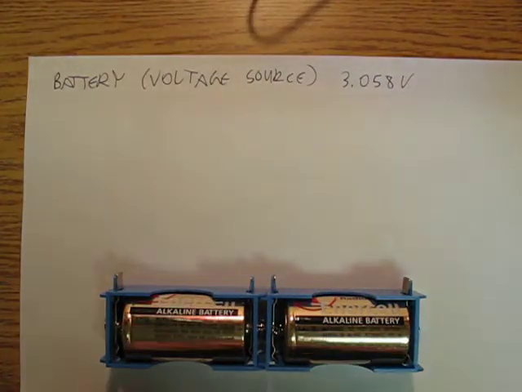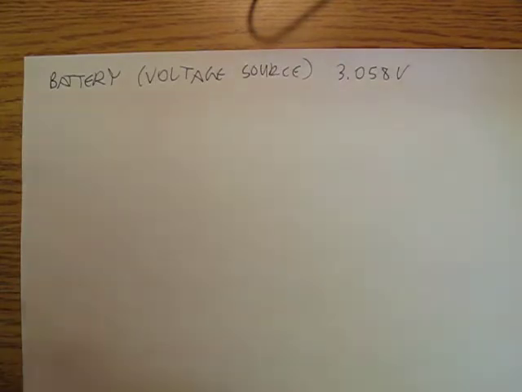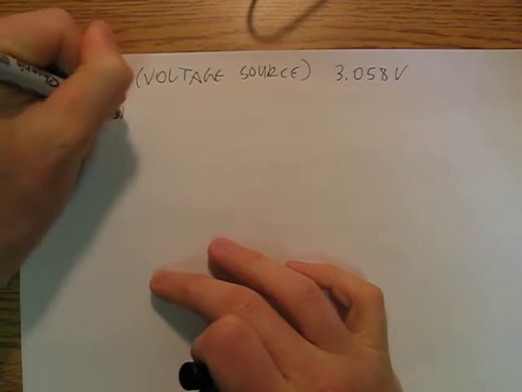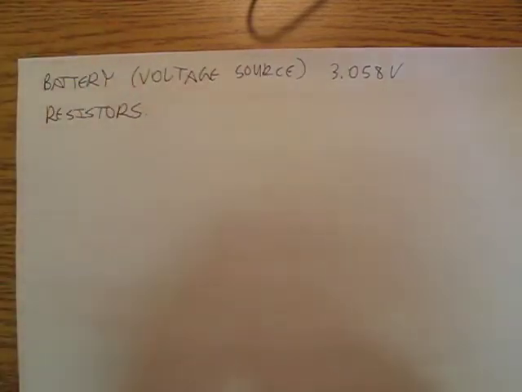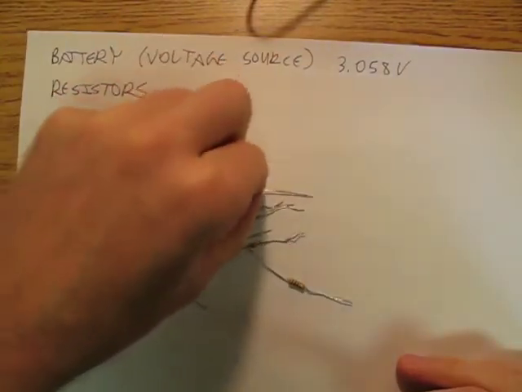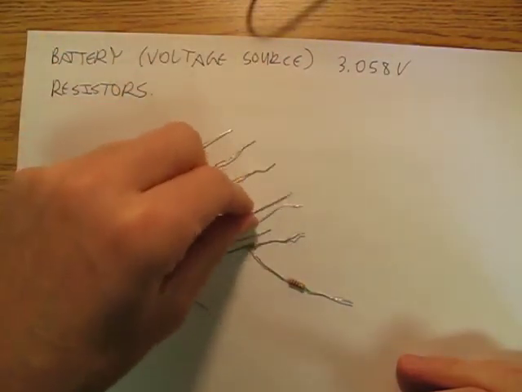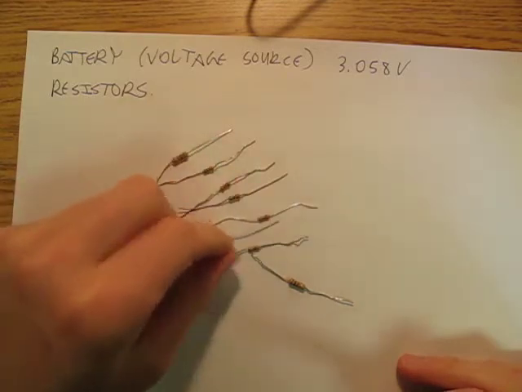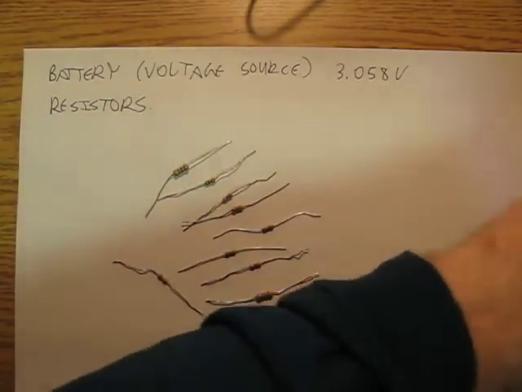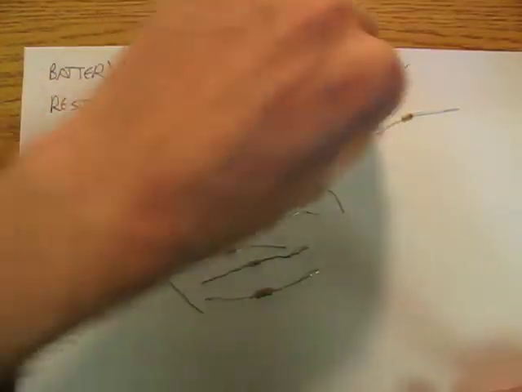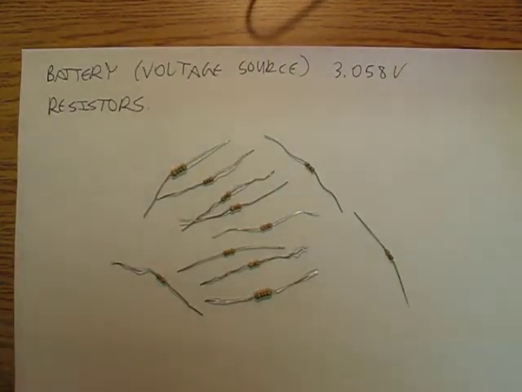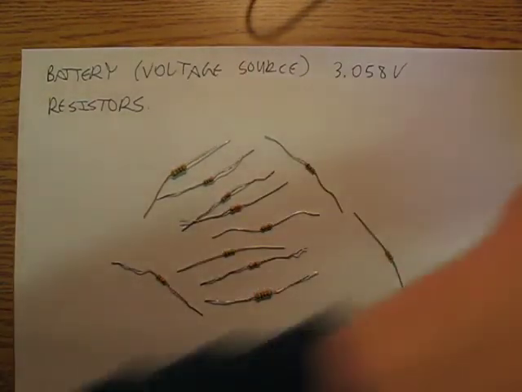Now, that's our voltage source, and then we have resistors. And there's a lot to say about resistors. There's all kinds of different types. Basically just about everything is a resistor. Your toaster is a resistor. A light bulb is a resistor. Your computer can be thought of as a resistor. Basically anything that you plug into the wall is in some way a resistor.